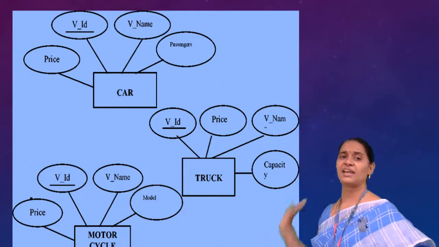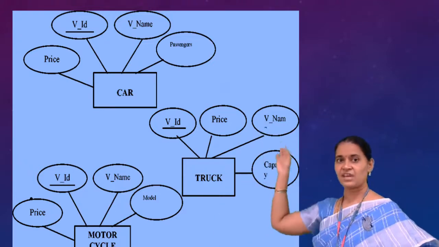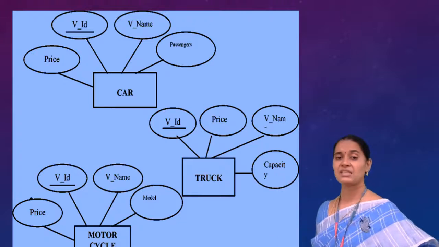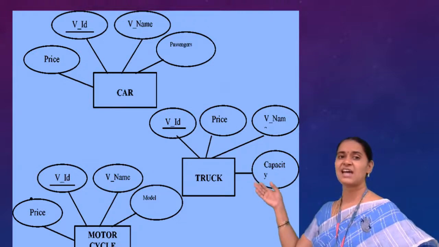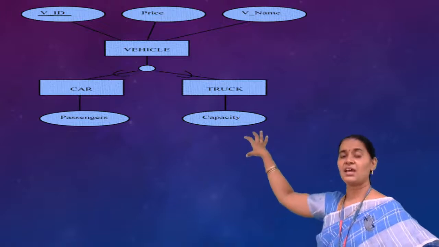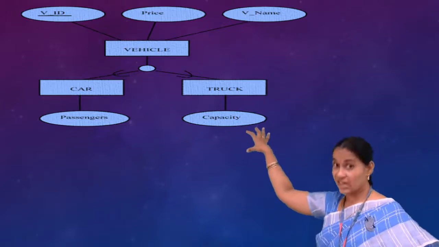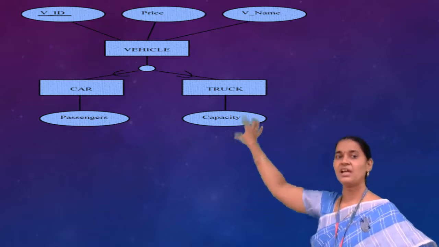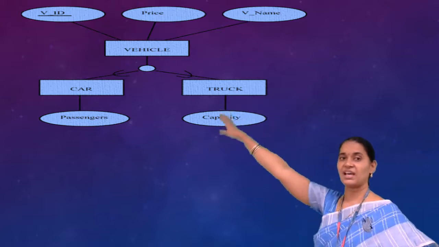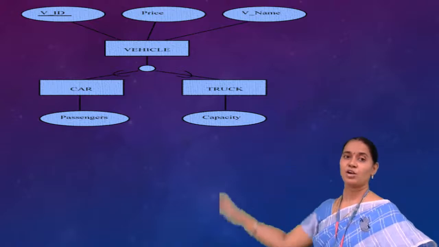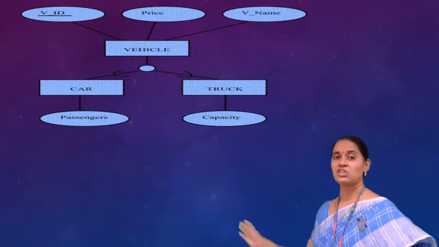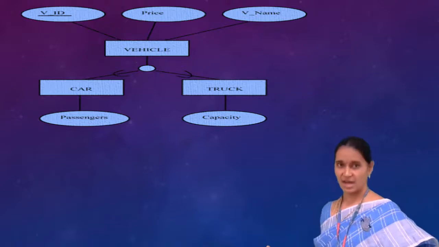If we look carefully, vehicle ID, vehicle name and price are repeated in all three entities, and they are separated and placed in this diagram. Considering a supertype entity, here it is called an entity cluster. Vehicle with its attributes, vehicle ID, price and name, followed by its subtypes car and truck, which inherit from it and have their own attributes.